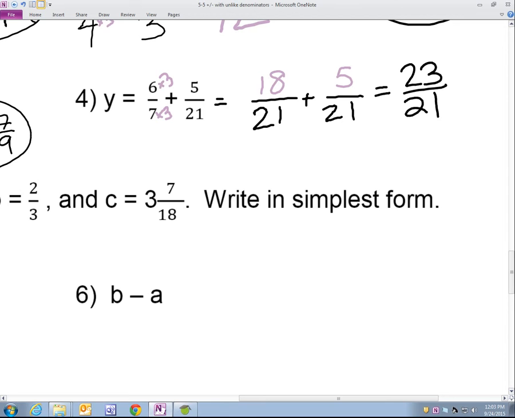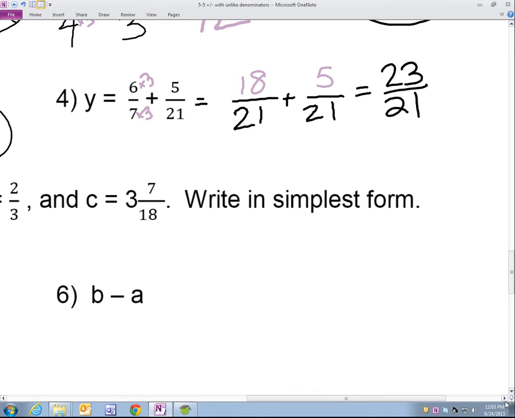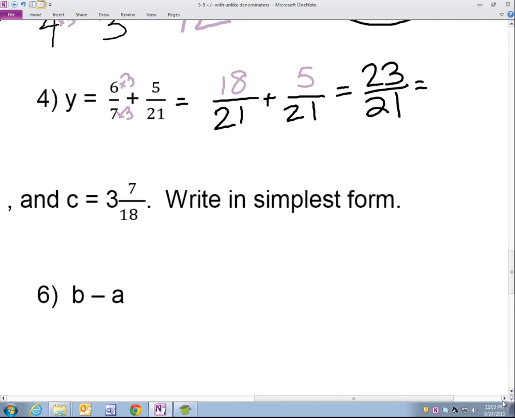Am I done? No. Why not? Can you tell me what type of number that is? It's an improper fraction. Beautiful. I need to make it proper. I'm inviting him over for dinner, so I want to make my buddy proper. So we have 1 and 2 21sts.